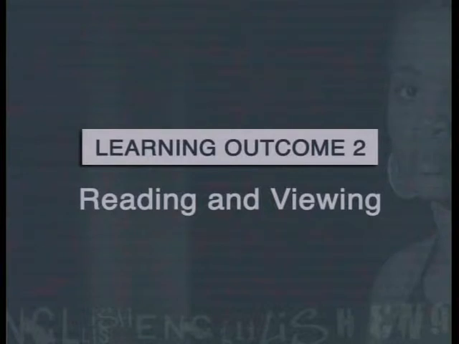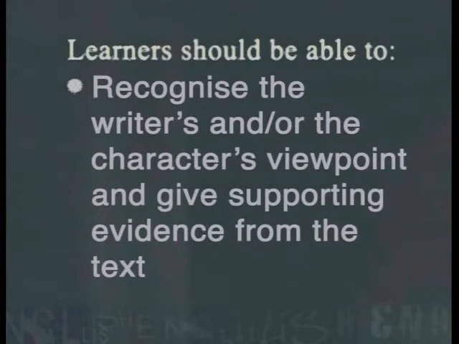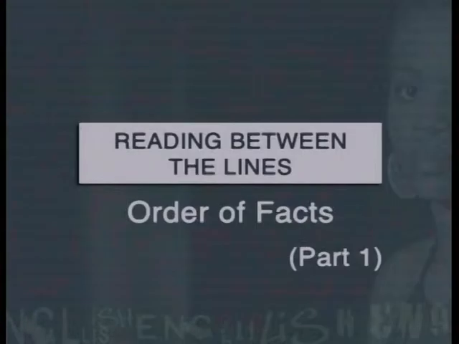The following lesson is linked to Learning Outcome 2, Reading and Viewing. It addresses the assessment standard that requires learners to explain the meaning of a wide range of written, visual, audio, and audiovisual texts. Learners should be able to recognize the writer's and/or the character's viewpoints and give supporting evidence from the texts.